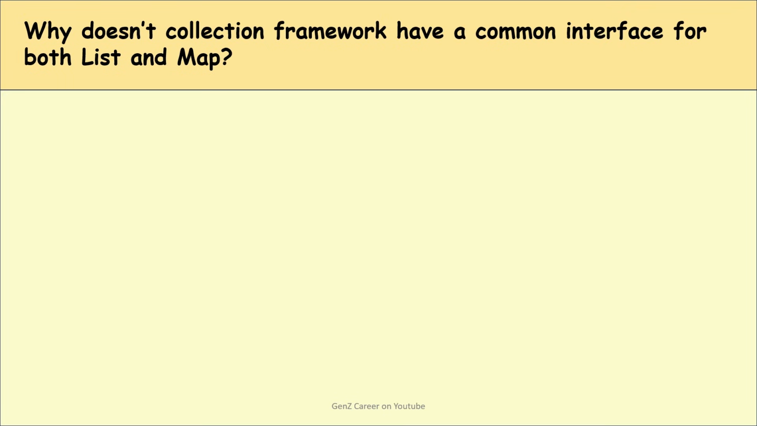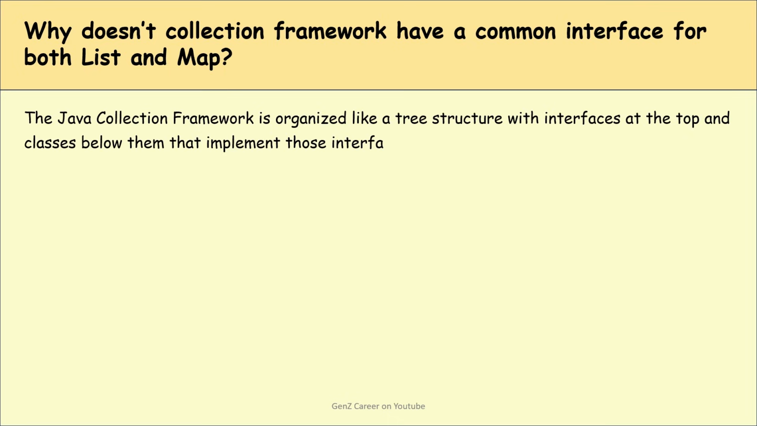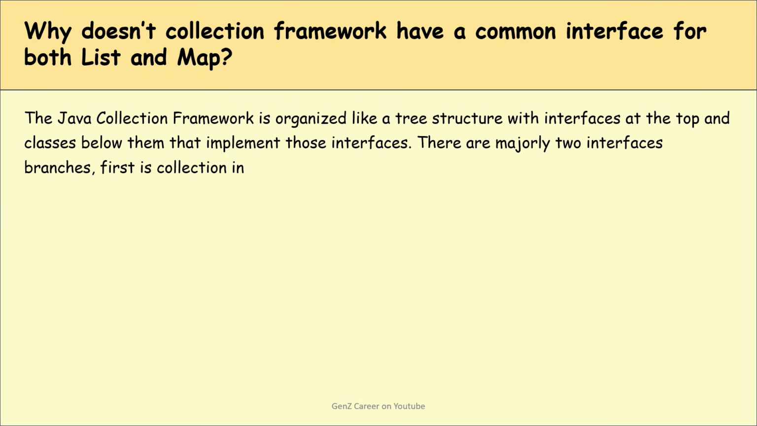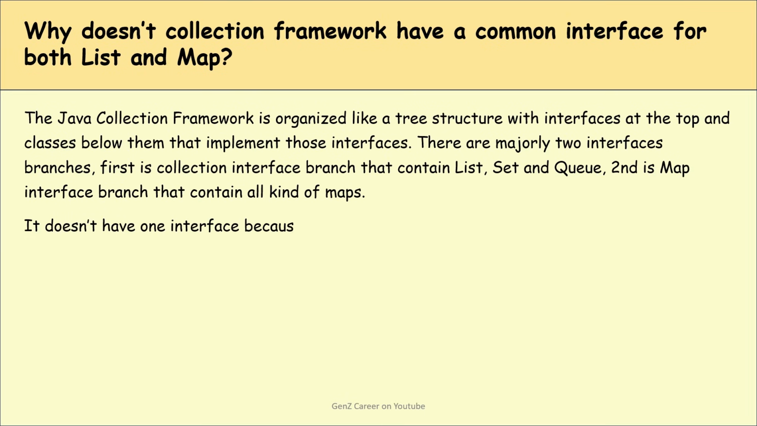First question is, why doesn't the collection framework have a common interface for both list and map? This is a very important question. The Java collection framework is organized like a tree structure with interfaces at the top and classes below them that implement those interfaces. There are majorly two interface branches. First is the collection interface branch that contains list, set, and queue. Second is the map interface branch that contains all kinds of maps. It doesn't have one interface because they store and handle data in completely different ways.